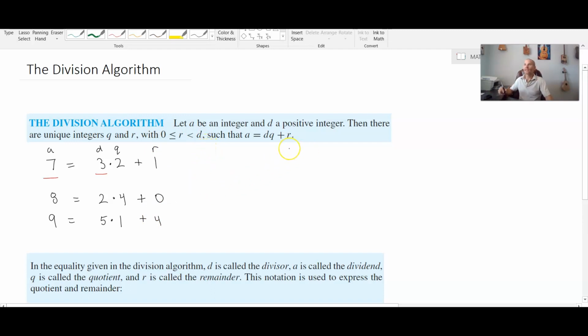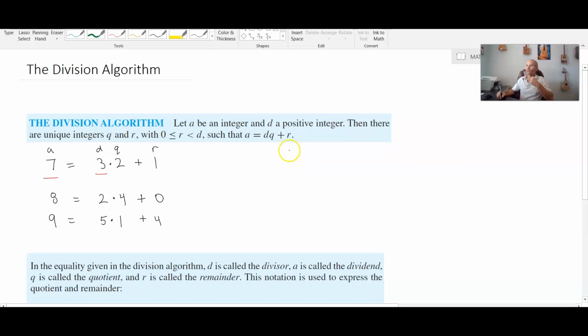And so this is essentially the division algorithm. We can reason through this by saying D can go into A an integer number of times, perhaps 0 times, and then whatever is left over is the remainder. However many times D goes into A is Q times, where Q is some integer.